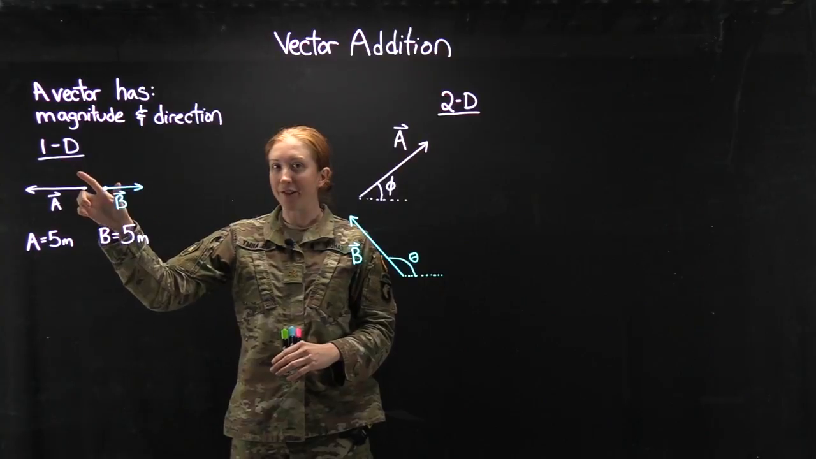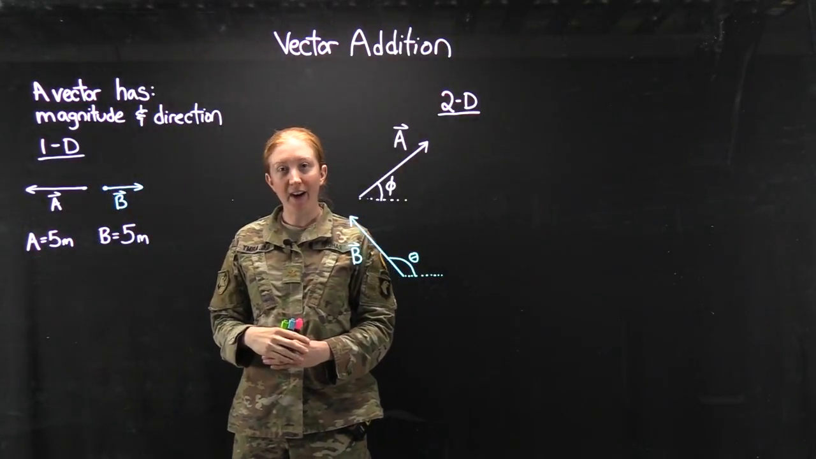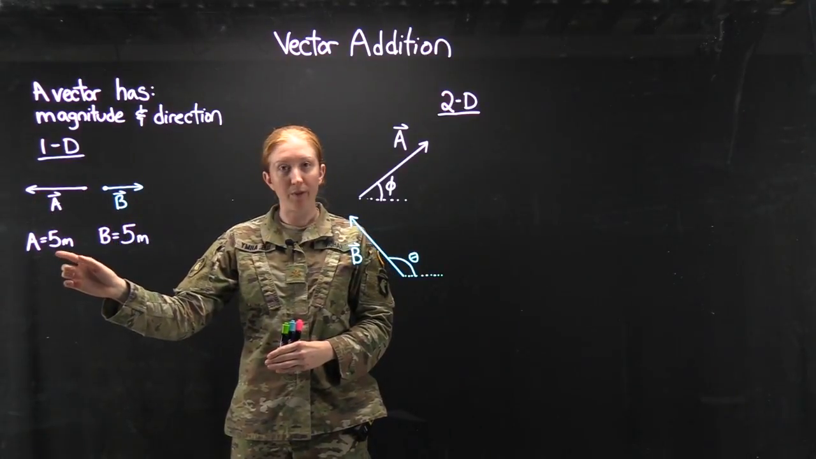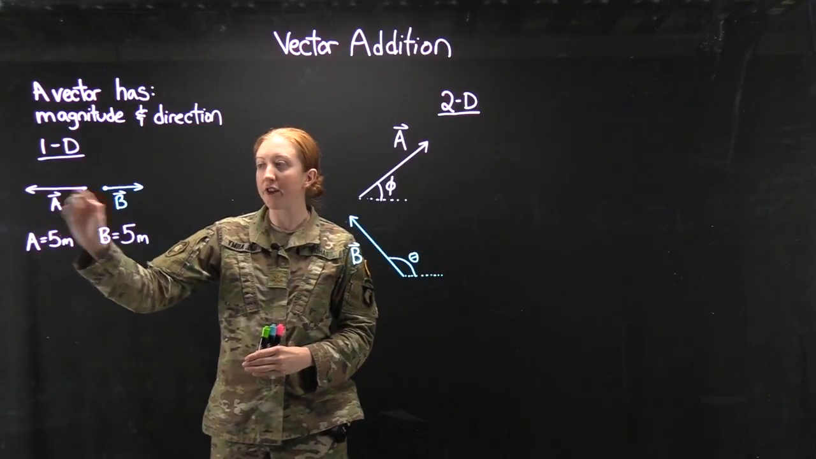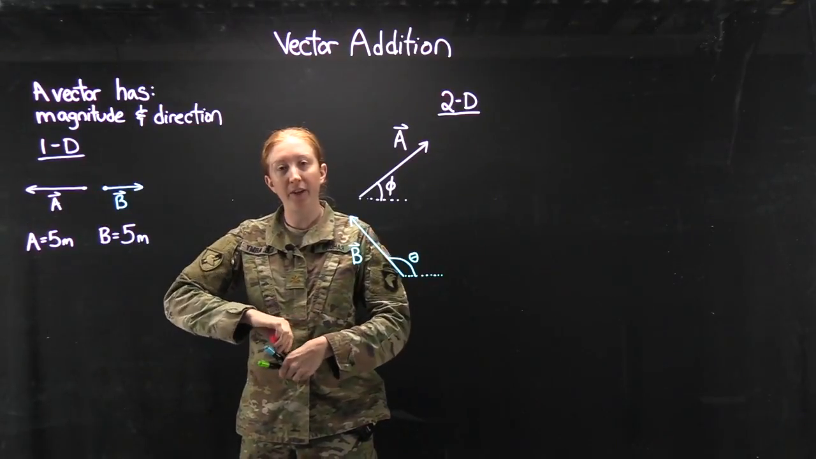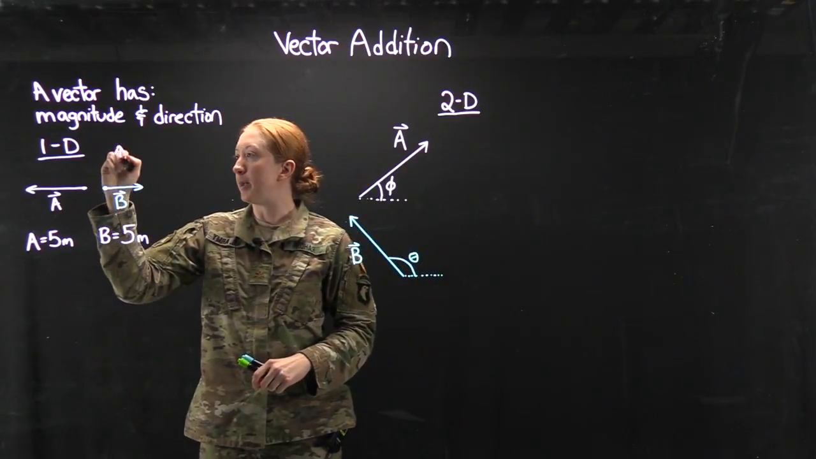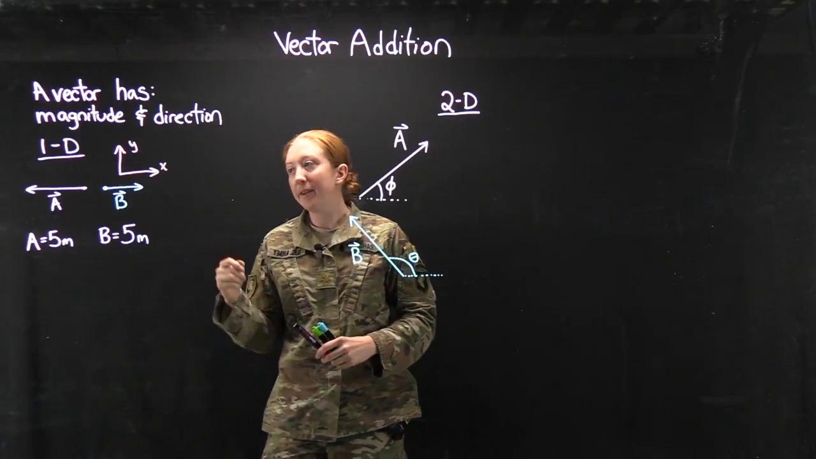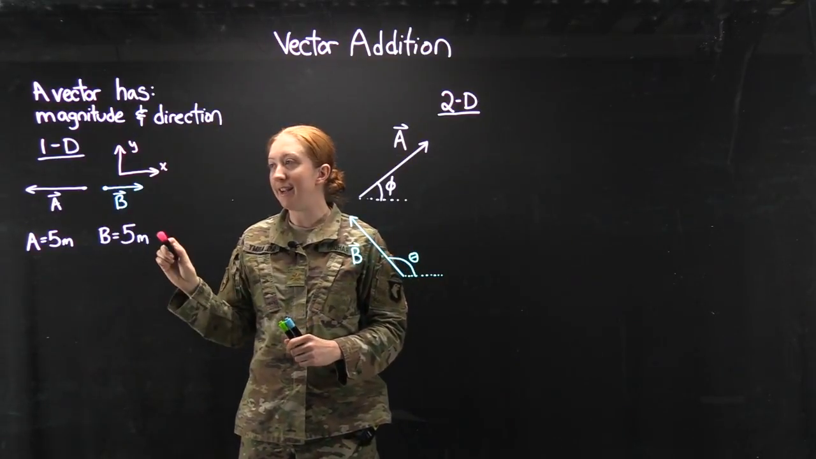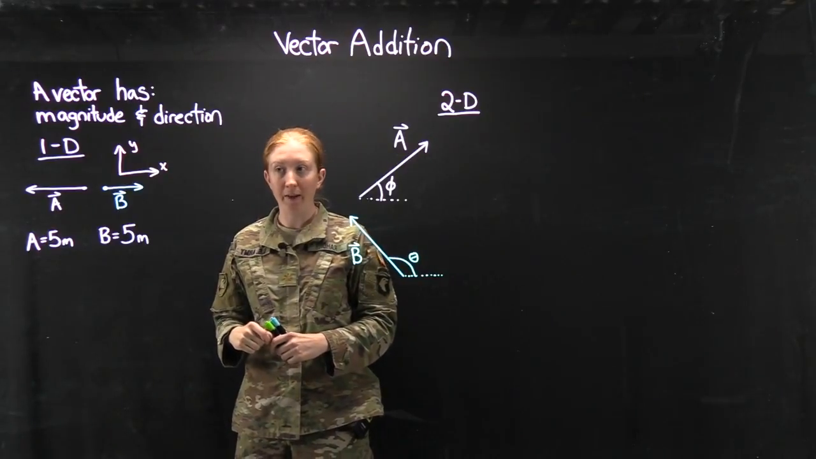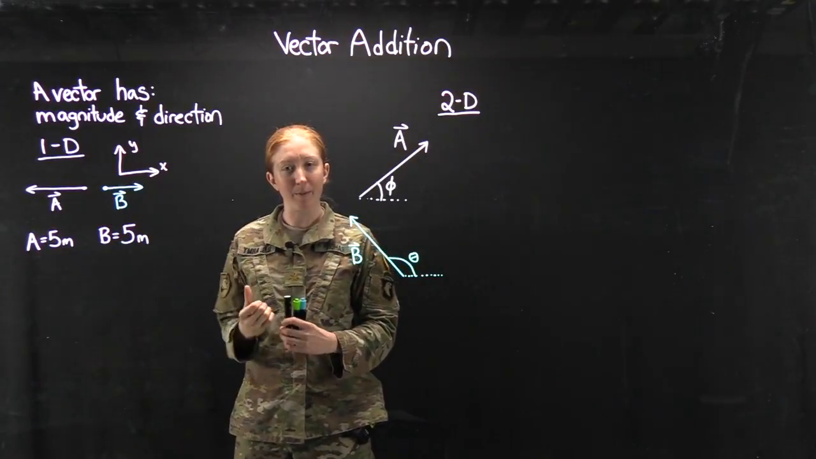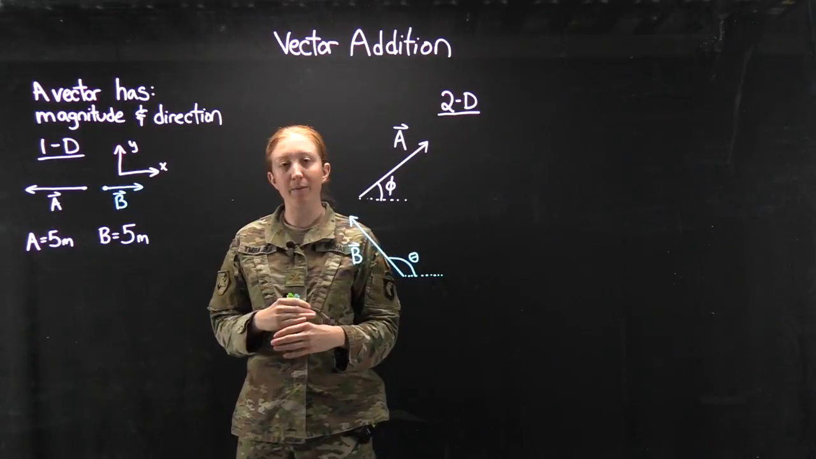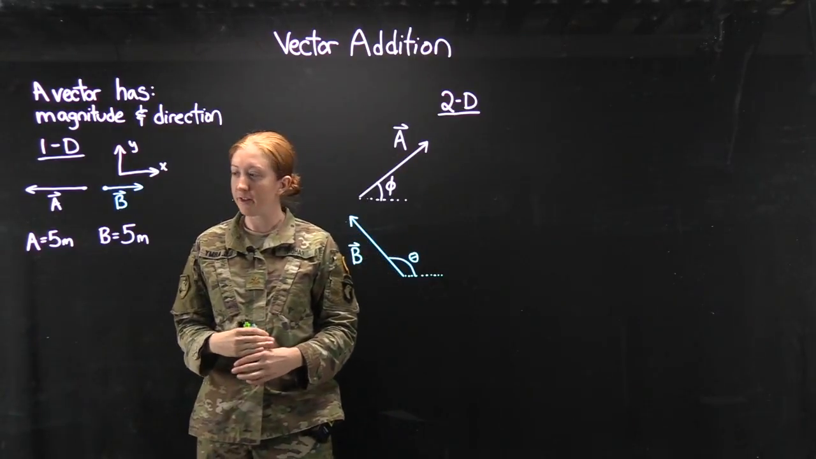Adding vectors in one dimension is pretty straightforward. Here I have A and B, and they're along the same line. Their magnitudes are both the same, they're both 5 meters long. However, A is in one direction, B is in the other direction. It helps us to write a coordinate axis system in here to be able to talk about their directions. We can see B is in the positive x direction, and A is in the negative x direction. These two vectors, because they're on the same line but pointed opposite from each other, we can call them anti-parallel. If B was reversed and pointing in the same direction as A, they'd be parallel vectors.